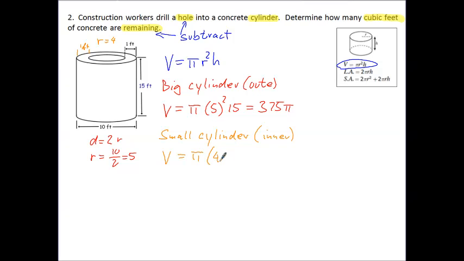So pi times 4 squared times 15. The height is unchanged, still the same thing. And again, we're going to keep pi. 4 squared, 16 times 15 is 240 pi.